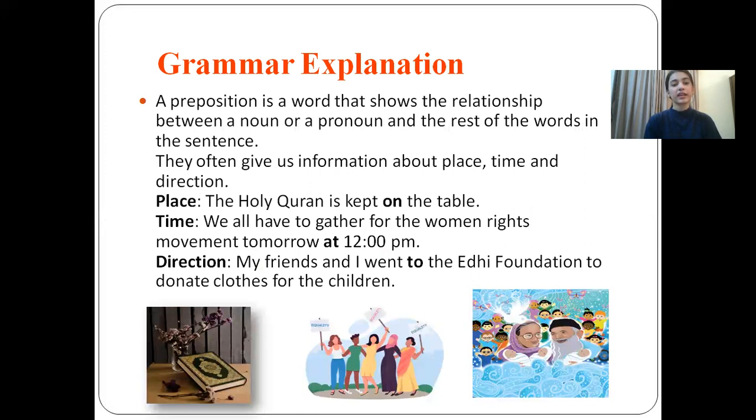Similarly, if we talk about time, we all have to gather for the women's rights movement tomorrow at 12 p.m. It tells you the time at which all of us have to gather for the women's rights movement. Then we have direction. My friends and I went to the ED Foundation to donate clothes for the children. So these are the three ways in which prepositions give us information. The first one is place, second is time, and the third one is direction.